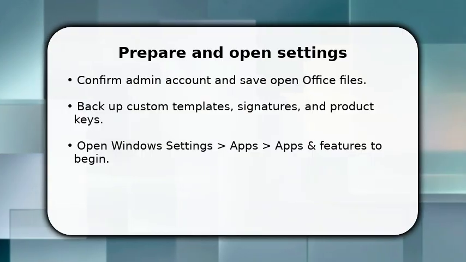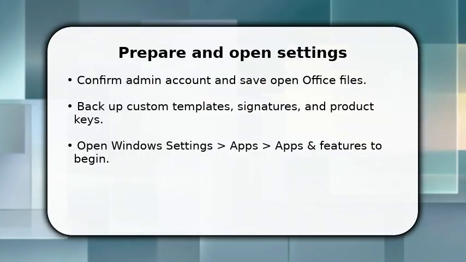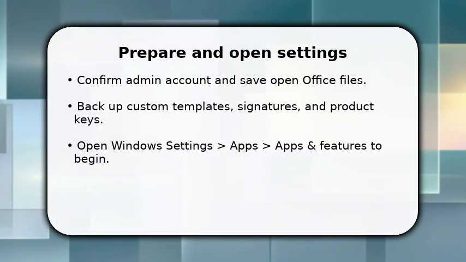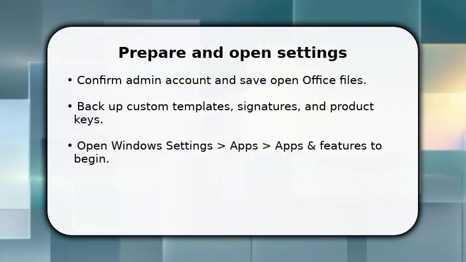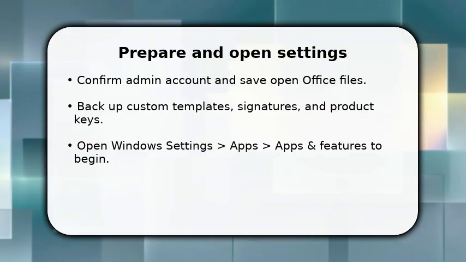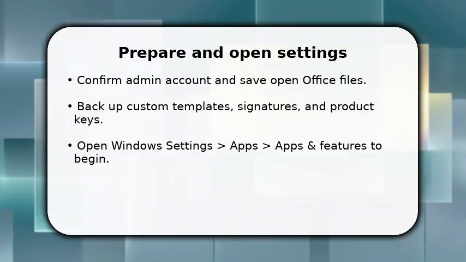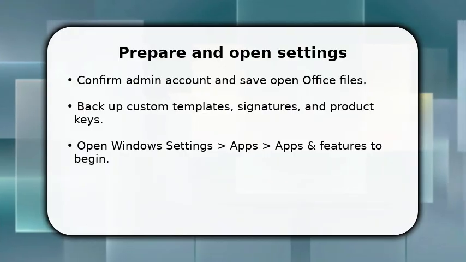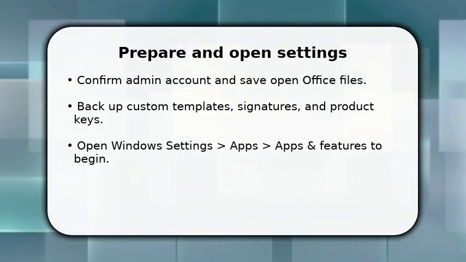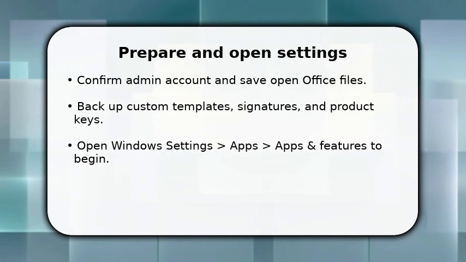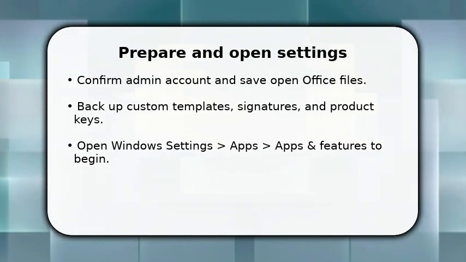If you use custom templates or Outlook signatures, export or copy them to a safe folder because the uninstaller removes user files. Once done, open Settings, go to Apps, then Apps and Features. You'll find Microsoft Office listed. Select it to reveal the Uninstall option and proceed to remove the program.